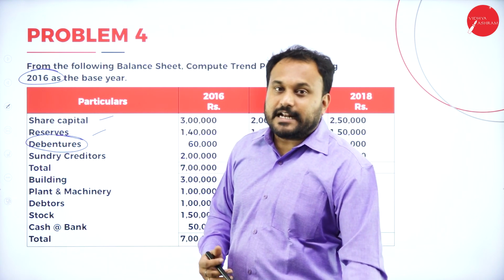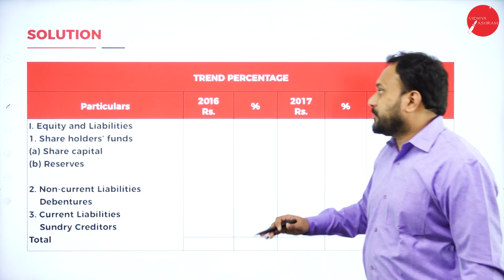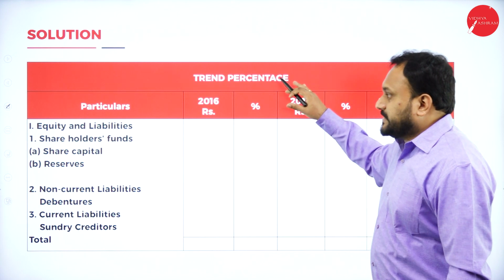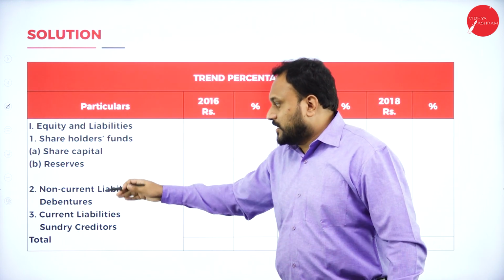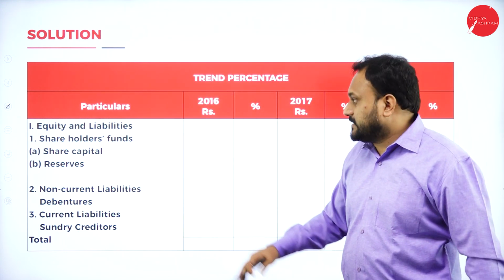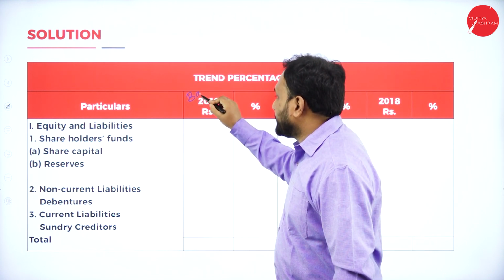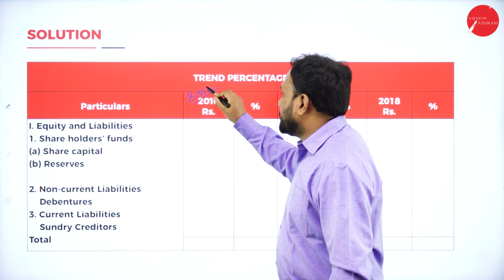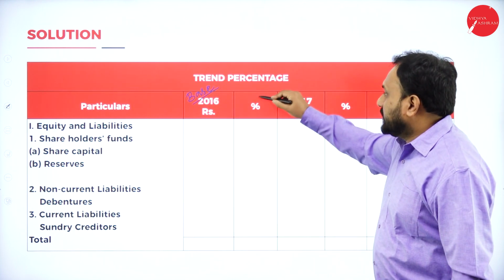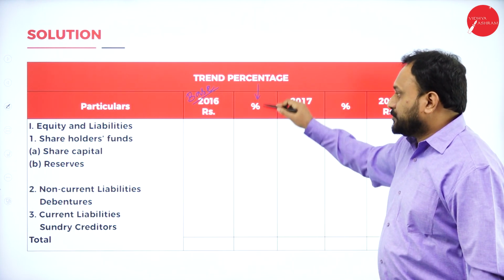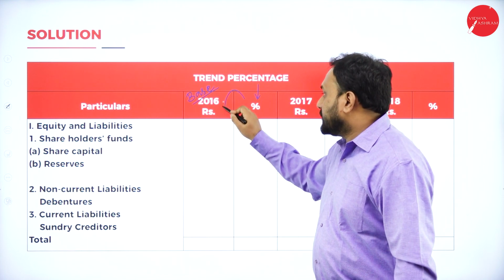So let's start the problem. So how is the pro forma? The pro forma is like this: trend percentage, particulars, we have non-current liabilities and current liabilities. Then this is 2016 and this is the base. 2016 is what? The base. Now this is the trend percentage here. That is what we need to understand about 2016.